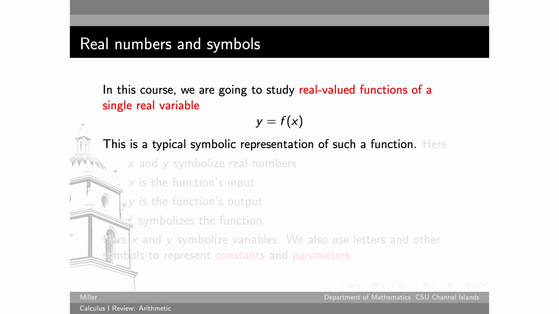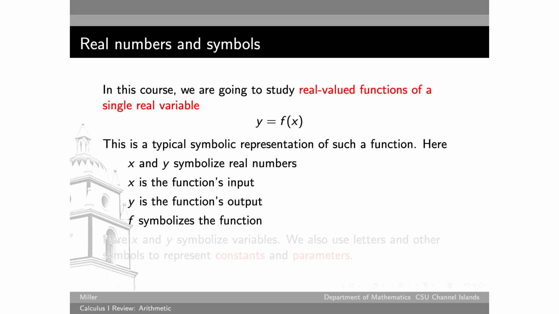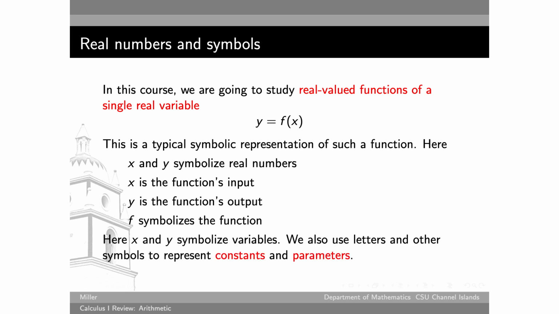In this course, we're going to study real-valued functions of a single real variable. We write them often as y equals f of x, though the symbols may differ. This is a typical symbolic representation of such a function. X and y symbolize real numbers. X is the function's input, y is the function's output, and f symbolizes the function itself. Here, x and y symbolize variables. We also use letters and other symbols to represent constants and parameters.